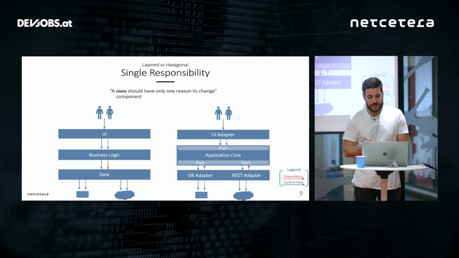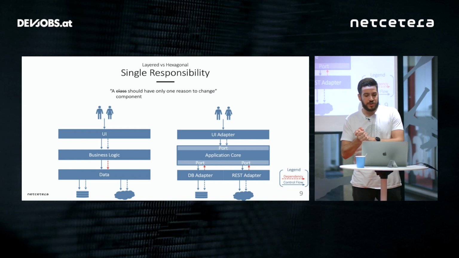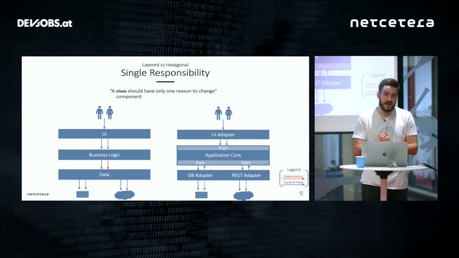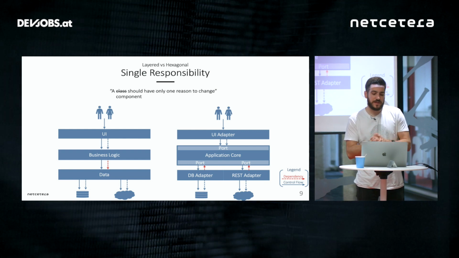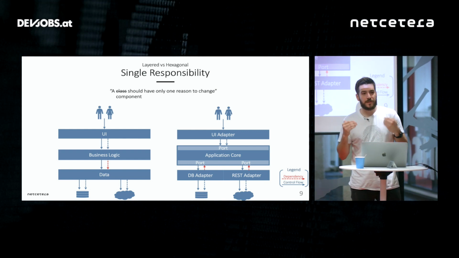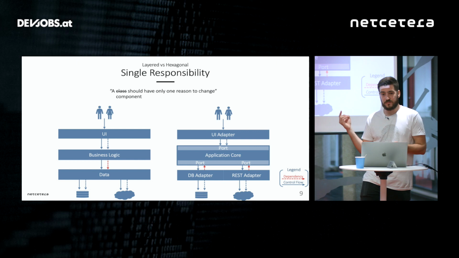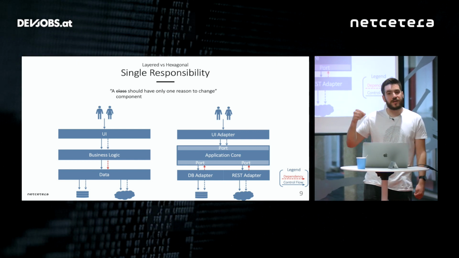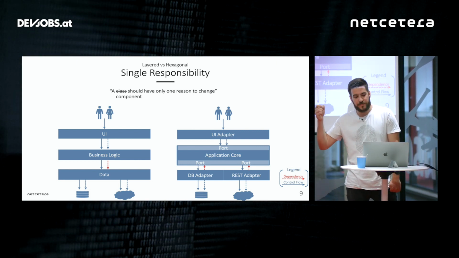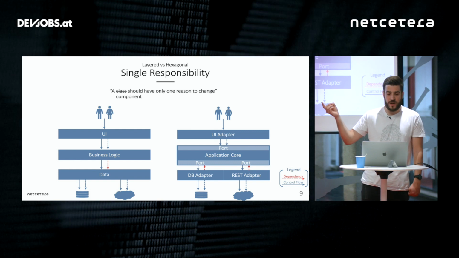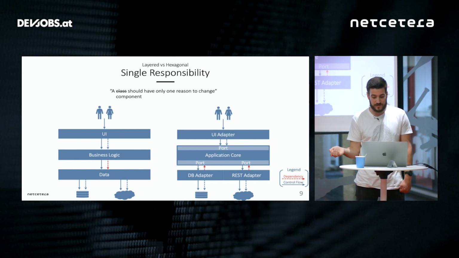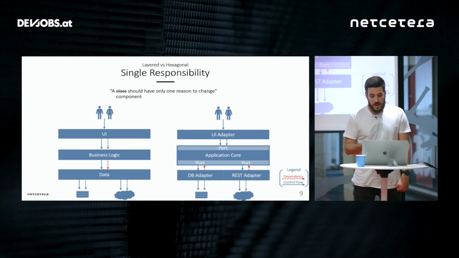So let's look at an example. When you change the data layer in a layered architecture, this change might be reflected in the business logic because of the dependency, right? And then if you change the business logic, this change might be reflected in the UI because of changes in the business logic and the dependency.